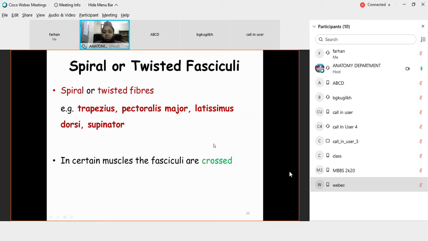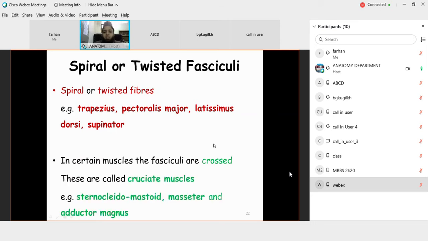In certain muscles, the fasciculi are crossed. They are called as cruciate muscles. Sometimes muscle fibers will cross. So because of this crossing, it is called as cruciate muscles. Sternocleidomastoid, masseter, adductor magnus. So these all are.